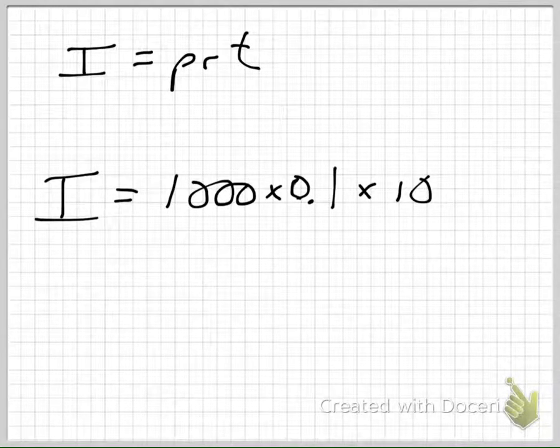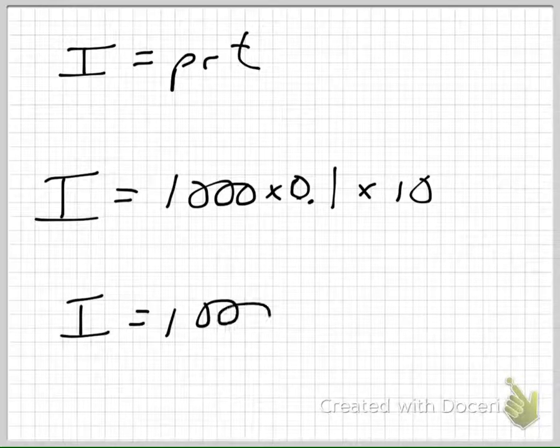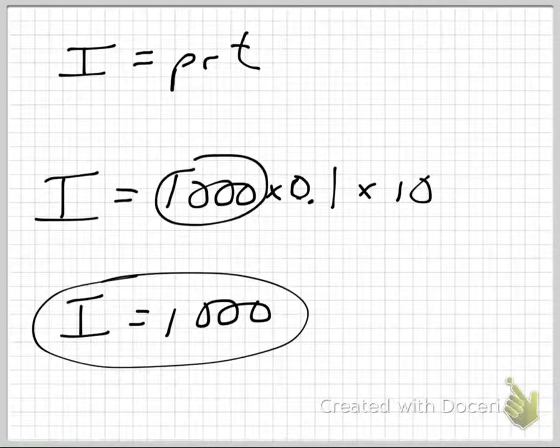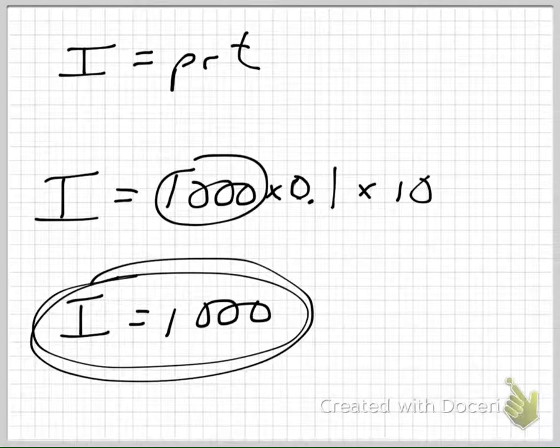Let's see what that comes out to. What does 1,000 times 0.1 times 10 come out to? 100? Nope. 1,000. So that means that my interest equals 1,000. That's how much money I made. How much money do I have in the bank? 2,000. You add them. Does that make sense? This was the original. This is how much money I made. If I said how much money do you now have in the bank, you have to add the interest to your original principal, and that's how much money you have. Does that make sense? Okay.